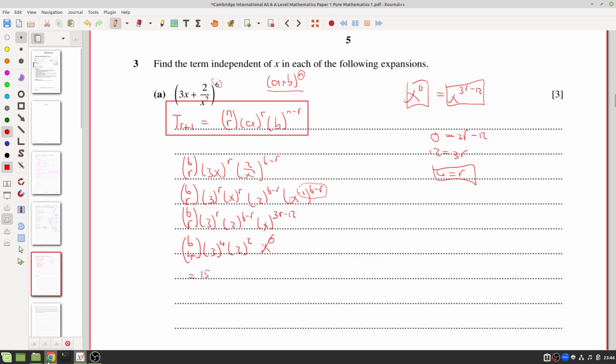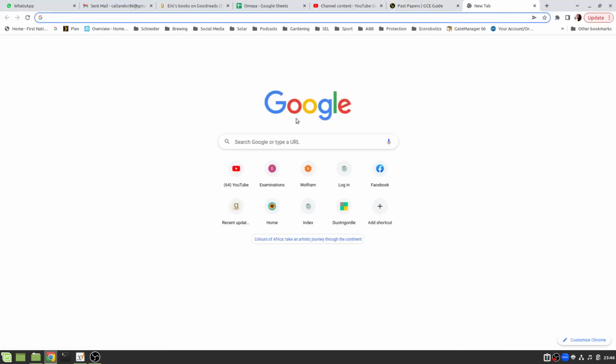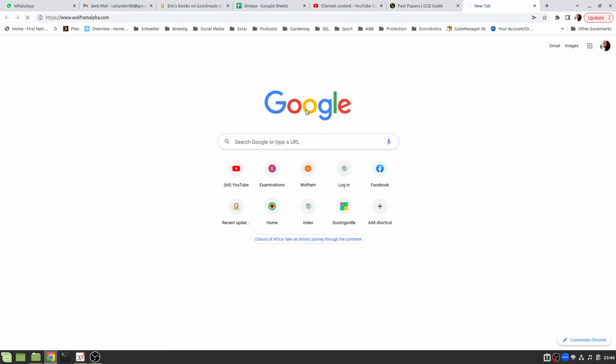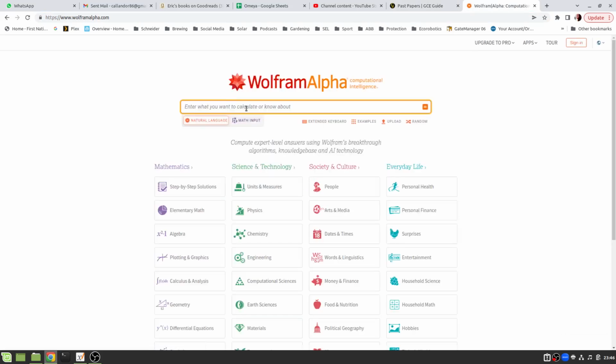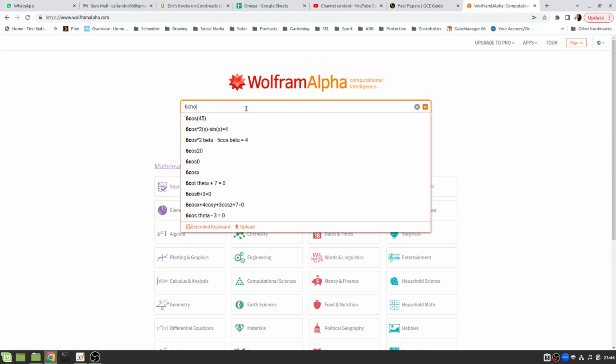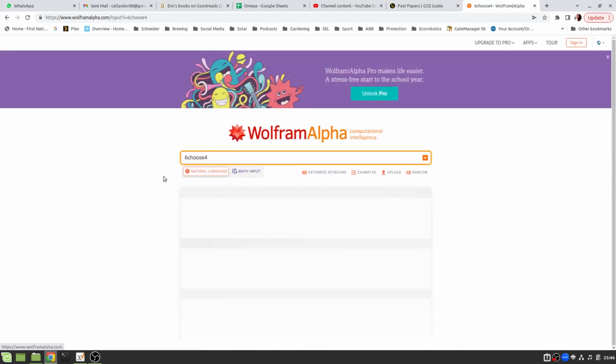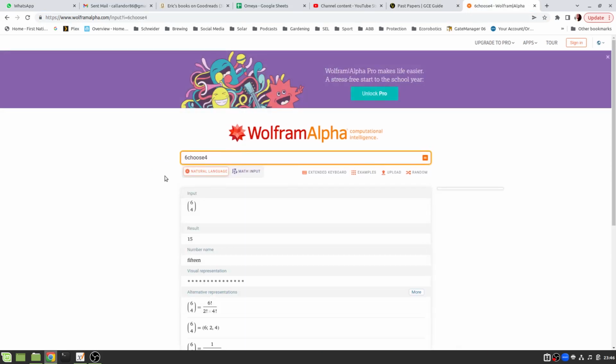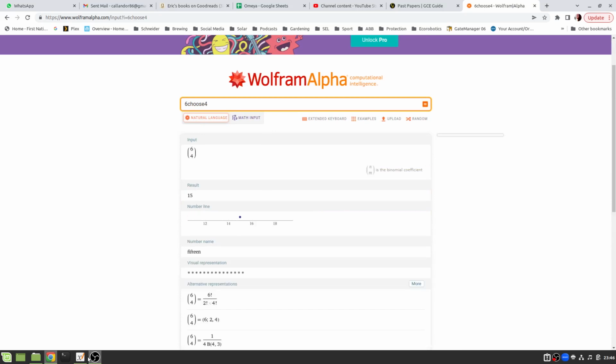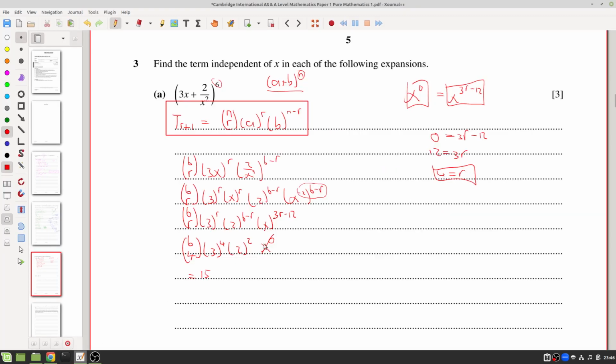Let me just make sure. Let's go to our friend Wolfram Alpha. So let's do 6 choose 4. Okay, that is 15, correct. So 6 choose 4 is 15, 3 to the power 4 is 81, and 2 squared is 4.